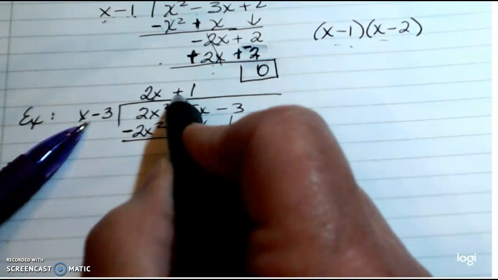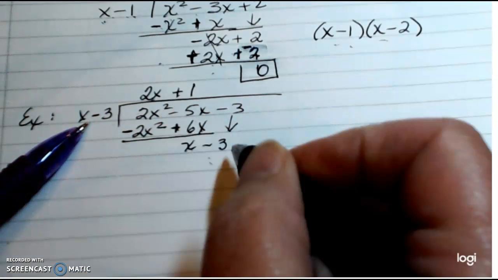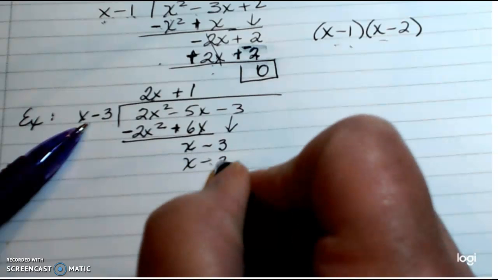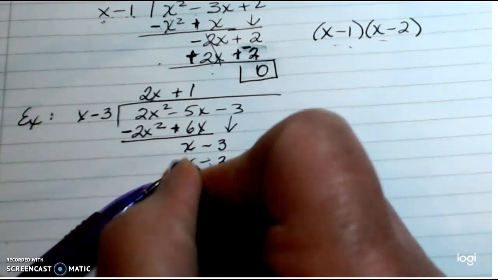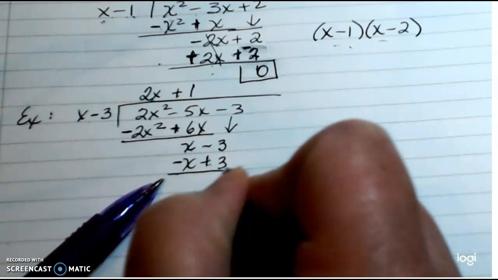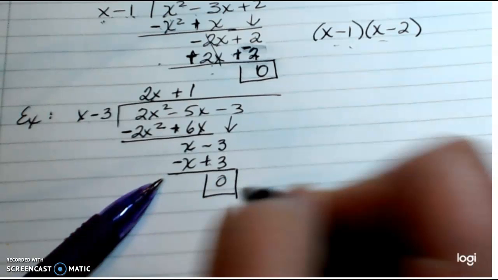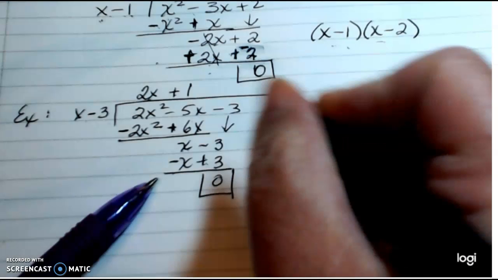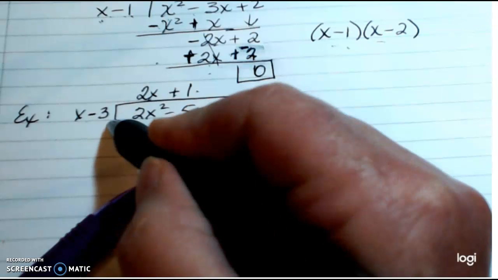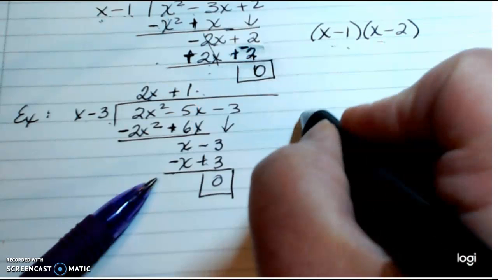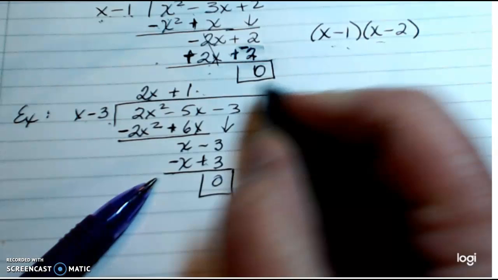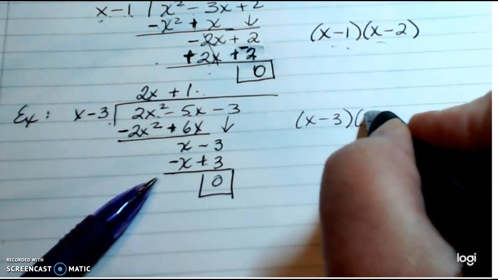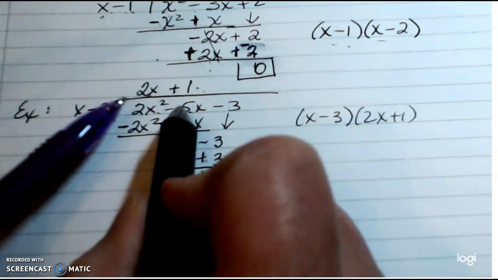You always need a positive or negative sign up here. And it goes one time. Subtract off your terms. Remainder 0. And life is good. You've confirmed that x minus 3 is a factor, and then the other factor of your trinomial is this binomial that was in the quotient.